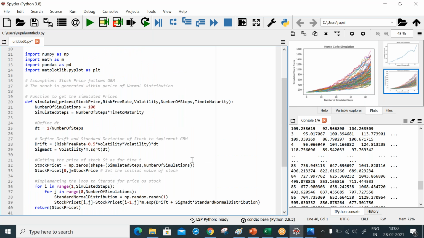Yeah, so we have not applied any theorem, but we have applied a formula. Drift is the risk-free rate minus half of volatility squared.